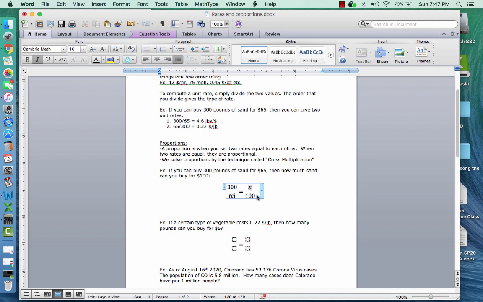So I keep the units in the same spot, the matching units. Then I want to solve this, and I'm just going to do the shortcut now. Cross multiplication just means that you take the upper left-hand corner times the lower right-hand corner, and the lower left times the upper right. So it would be 300 times 100 equals 65x, and then I divide by 65.